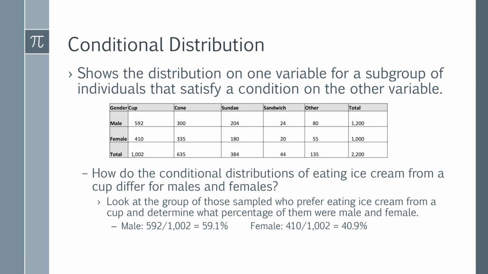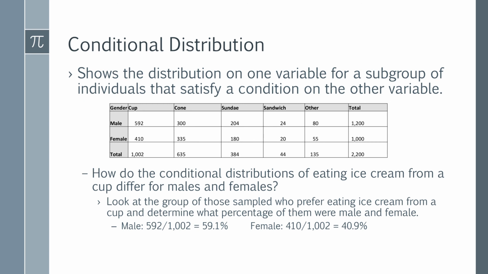The next thing I want to talk about is a conditional distribution. A conditional distribution shows the distribution of one variable for a subgroup of individuals that satisfy a condition on the other variable. We're going to look at this contingency table again and do a conditional distribution. How do the conditional distributions of eating ice cream from a cup differ for males and females? We're going to look at the group of those sampled who preferred eating ice cream from a cup and determine what percentage of them were male and what percentage were female.